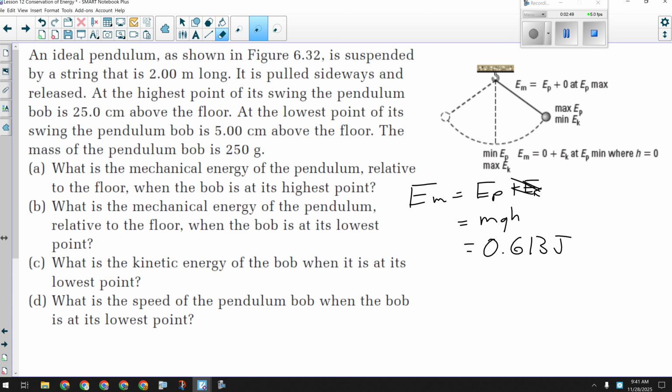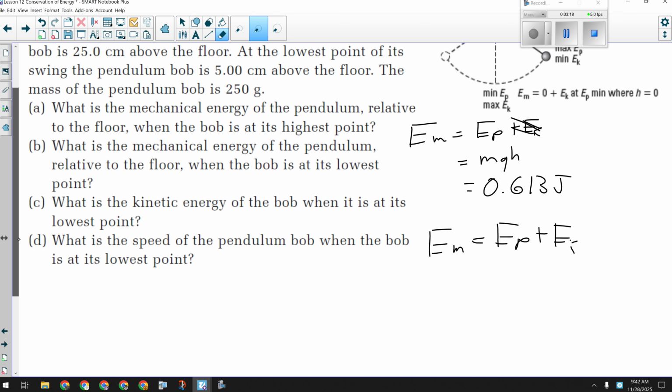What's the kinetic energy of the bob at its lowest point? Well, it's not that number. Why? Because it still has some potential. It's still 5 centimeters above the floor, so it still has some potential energy. So now I've got to go EM equals EP plus EK. I know this number, it's 0.613, but this number I have to calculate, and same with this number. So what I'm going to do is bring the potential energy over, because I can calculate that, since I know mass, gravity, and height.